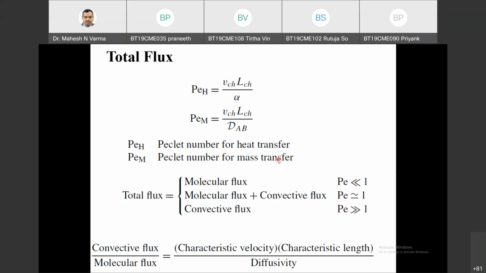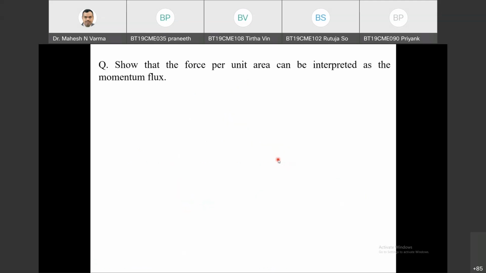So today we are going to solve some problems based on the discussion on convective flux, total flux and molecular flux also. In this series, the first is: show that force per unit area, shear stress, can be interpreted as a momentum flux. That means how shear stress and momentum flux are one and the same, or how shear stress can be called a momentum flux. You need to discuss that in this question.